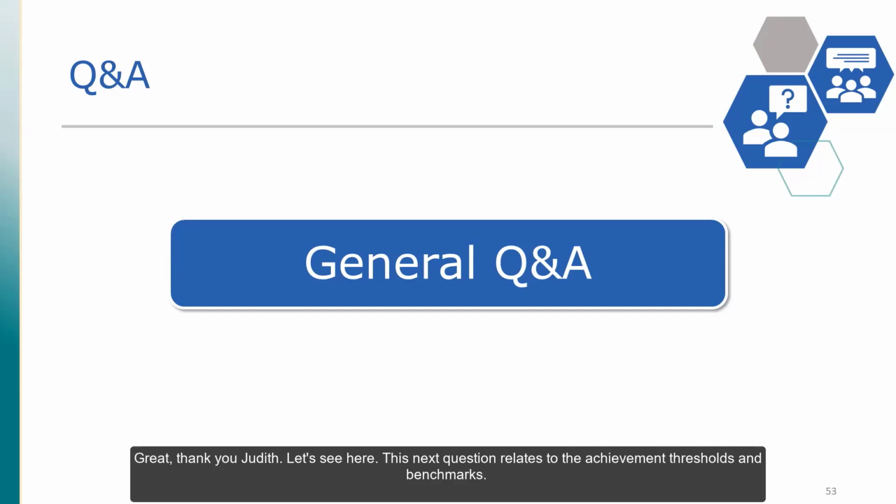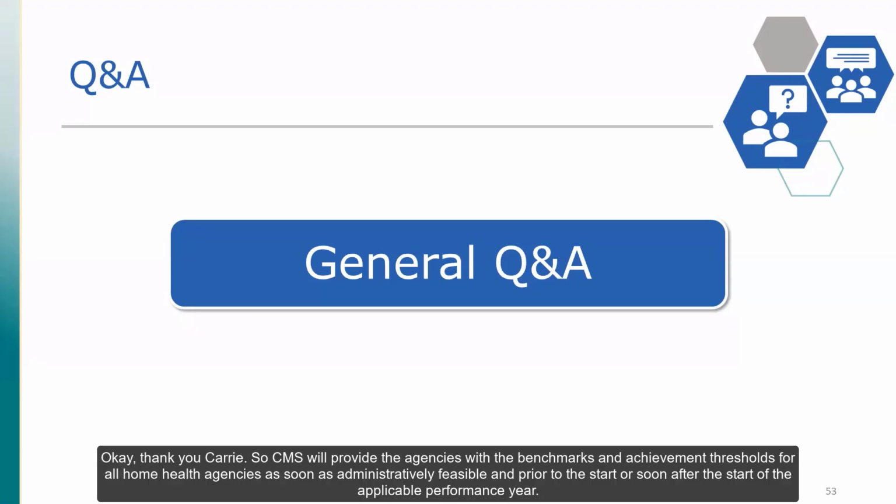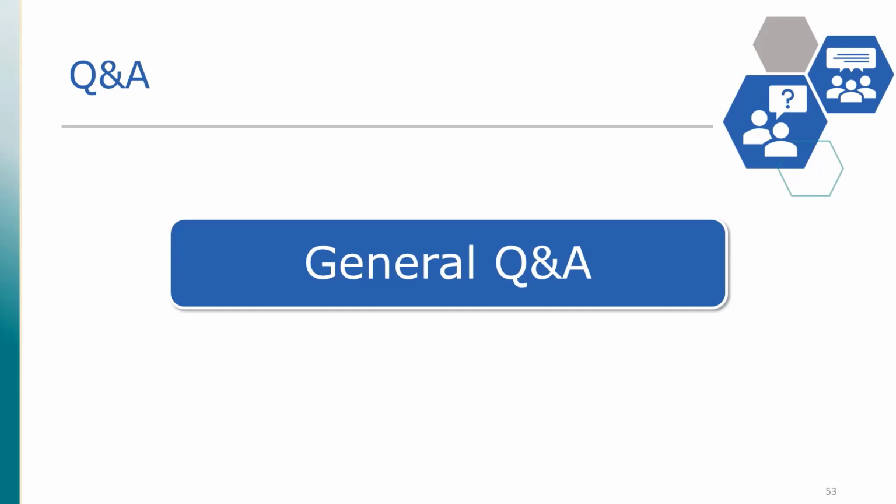Great. Thank you, Judith. Let's see here. So this next question relates to the achievement thresholds and benchmarks. When will this information be available to HHAs? And I will pass this one to Elaine. Okay, thank you, Carrie. So CMS will provide the agencies with the benchmarks and achievement thresholds for all home health agencies as soon as administratively feasible, and prior to the start or soon after the start of the applicable performance year.